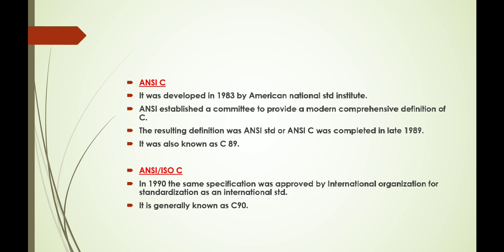ANSI. It was developed in 1983 by the American National Standards Institute. ANSI established a committee to provide a modern comprehensive definition of C. The resulting definition, the ANSI standard, was implemented in late 1989. It was also known as C89. Next, ANSI or ISO C. In 1990, the same specification was approved by the International Organization for Standardization as an international standard, generally known as C90.